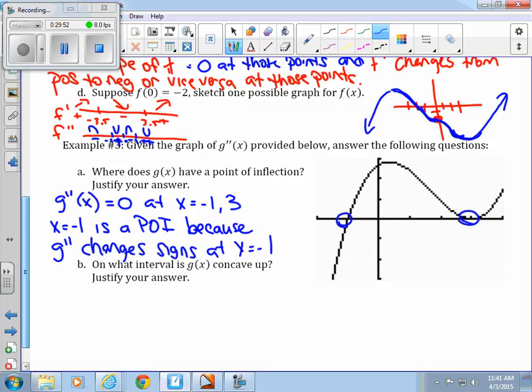So I gave my options. I said, okay, g double prime equals 0 at x equals negative 1 and 3. And then I said, but x equals negative 1 is a POI because the second derivative changes signs at x equals negative 1. You could go ahead and let the reader know that x equals 3 is not a POI, but by leaving it off, we're letting them know we know that.